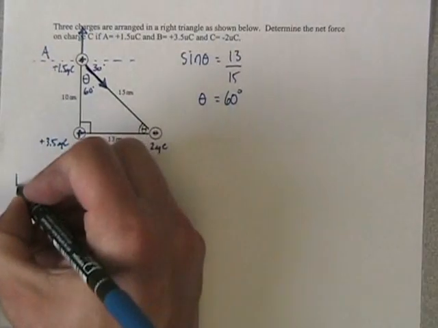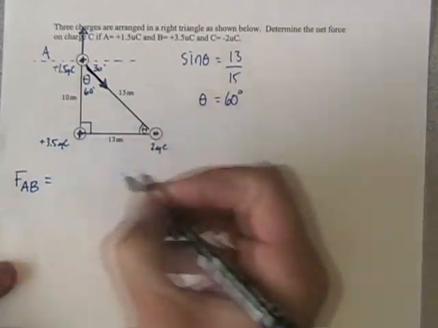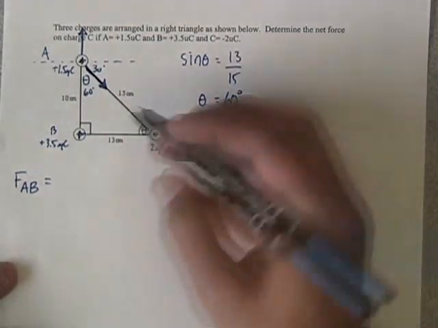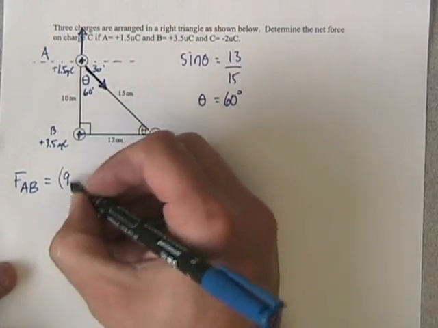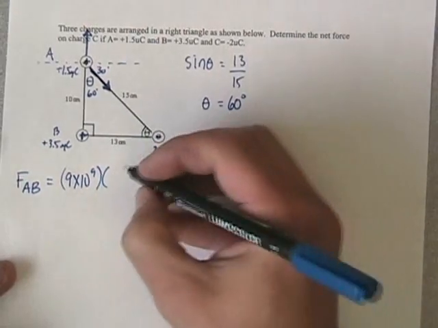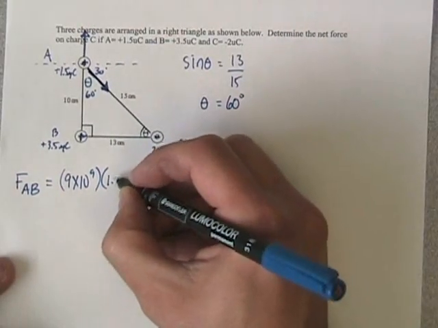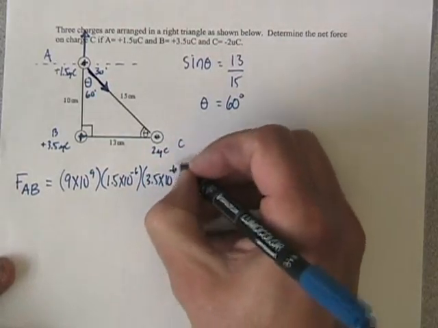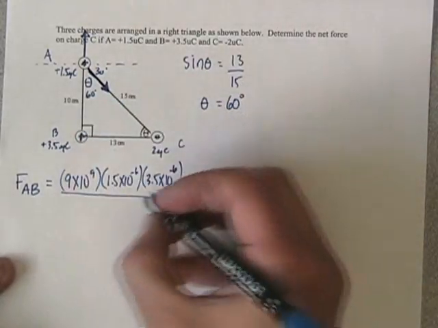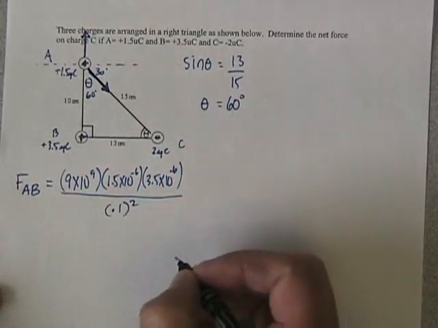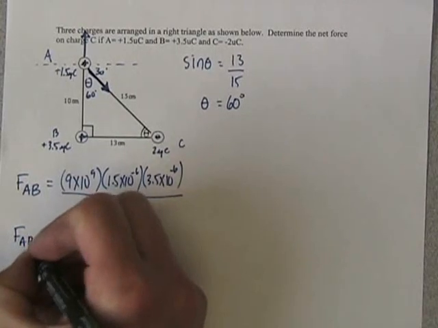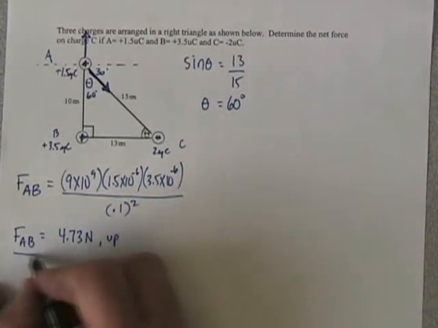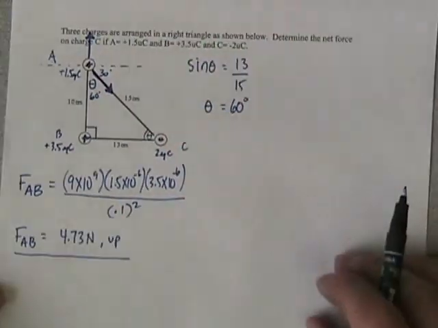So first thing I'm going to do is find my force between charges A and B. That means I'm going to get a repulsive force, and I can just figure out the value of it: 9 times 10 to the 9, times 1.5 times 10 to the minus 6, and 3.5 times 10 to the minus 6, over the distance between them, 10 centimeters, 0.1 squared. So my force AB ends up being 4.73 newtons up, because it's pointing upward, so that gives us our direction.